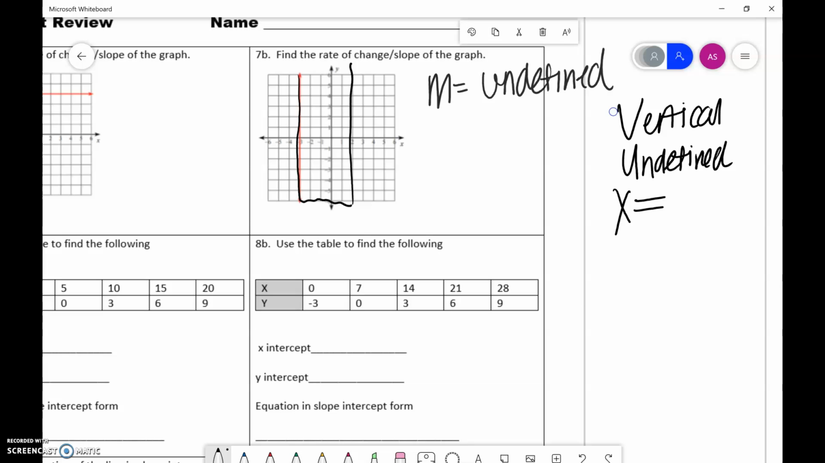You can also pick two points, and I can say, hey, this is -3 and 4. This is -3 and 1. I will have 4 minus 1 over -3 minus negative 3.